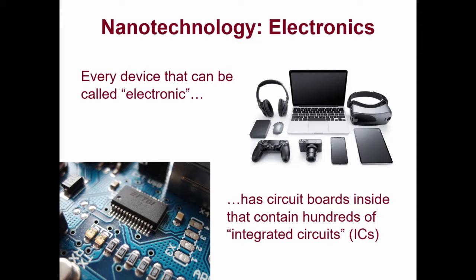If we think about electronics, this is probably the major use for nanotechnology today. Every device that can be called electronic, and there's a wide variety of them, is based on a common architecture that's depicted in the lower left photo. That's a circuit board, and on that circuit board is the black box or several black boxes with pins on it. These are integrated circuits.